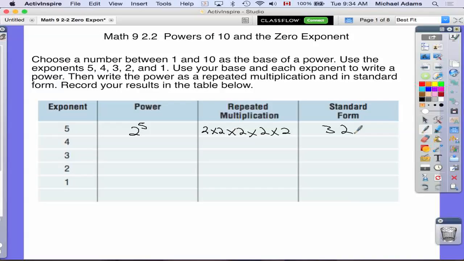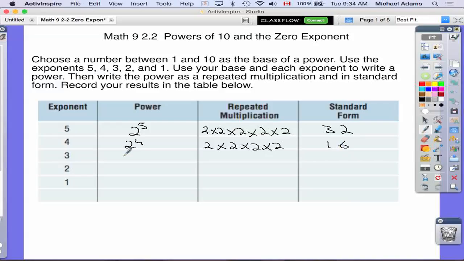Nonetheless, let's keep going. So over here, it says I'm going to use the same base, but this time I'm going to use the exponent 4. Right? So what is it going to look like in repeated multiplication? You guys can go ahead and do this in your notes. So this is going to be 2 times 2 times 2 times 2, which is what? It's going to be 16, because 2 times 2 is 4, times 2 is 8, times 2 is 16.